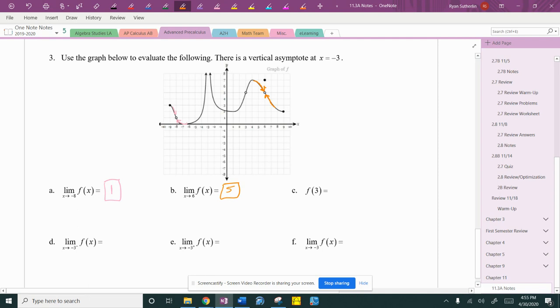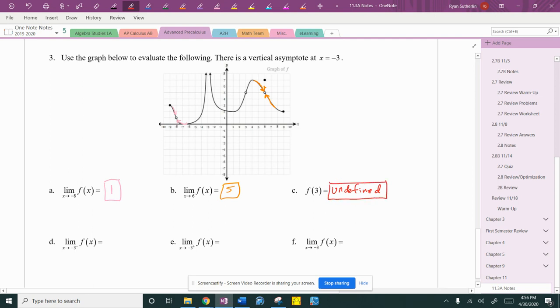F of 3. Now notice f of 3, there's a hole there, and there's no point anywhere. So I just wanted to talk about the word you would use here. We would say f of 3 is undefined. Not does not exist, but instead here we would use undefined because there's nothing there.